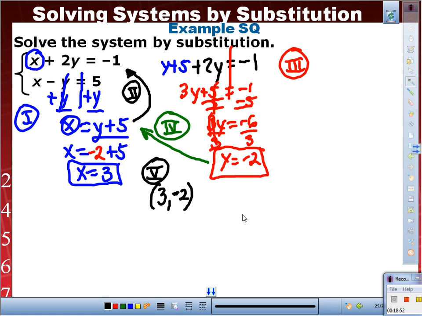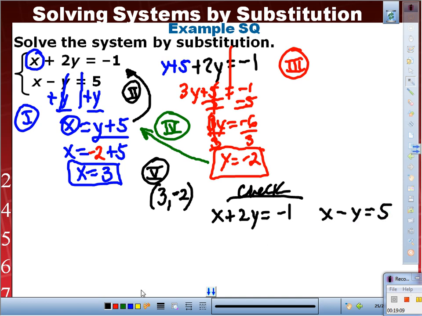What's our last step? Check. Okay, so we write x plus 2y equals -1 and x minus y equals 5. And we substitute our values. What is x? 3. What is y? -2. 3, -2. Bring down the plus, the 2 parentheses equals -1. 3, what is 2 times -2? -4 equals -1. What is 3 minus 4? -1 equals -1. Is that true?